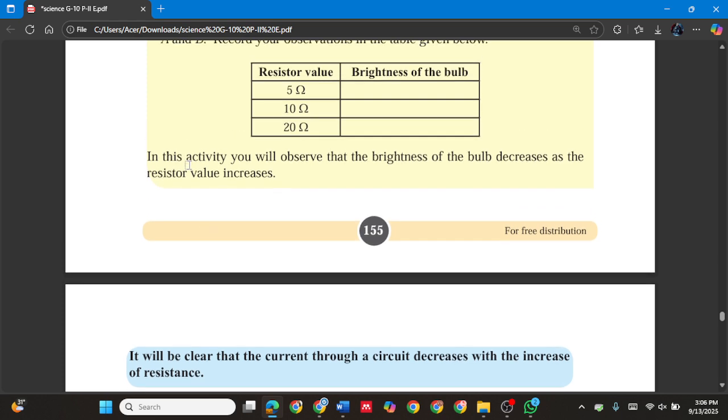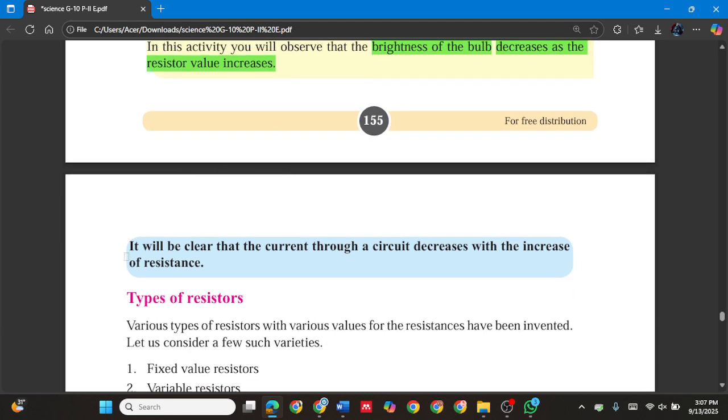In this activity, you will observe that the brightness of the bulb decreases. We have the brightness of the bulb decreasing as the resistor value increases. So it will be clear that the current through a circuit decreases with the increase of resistance.